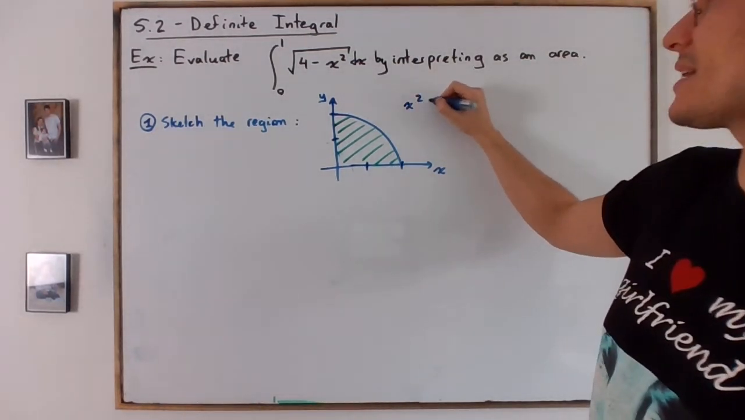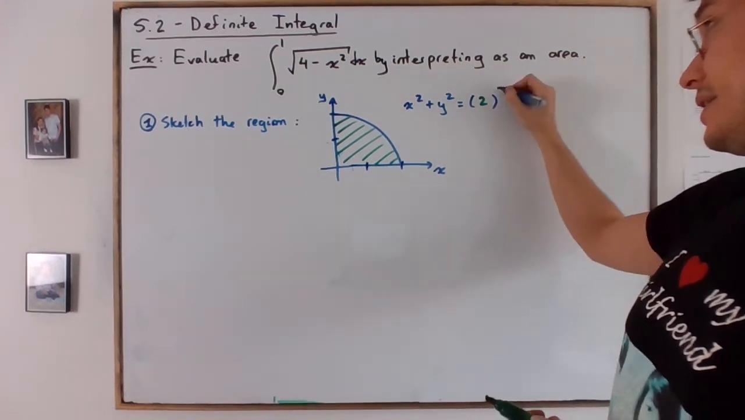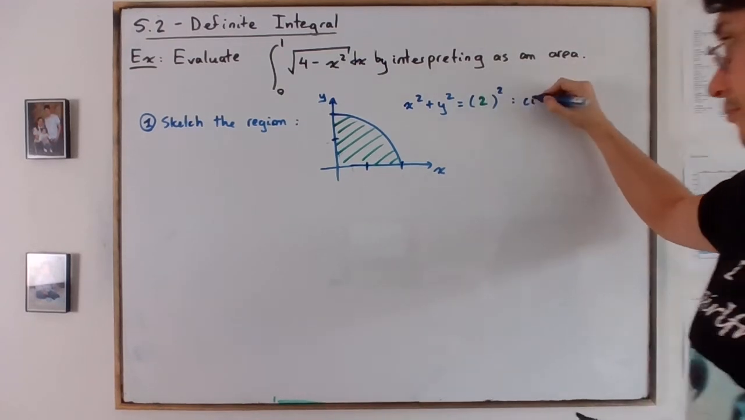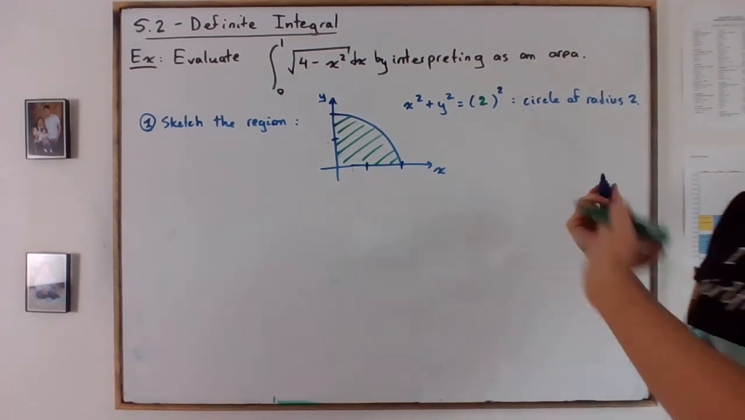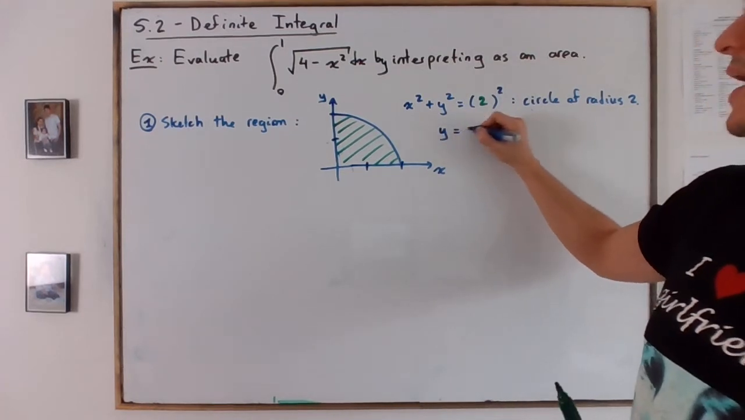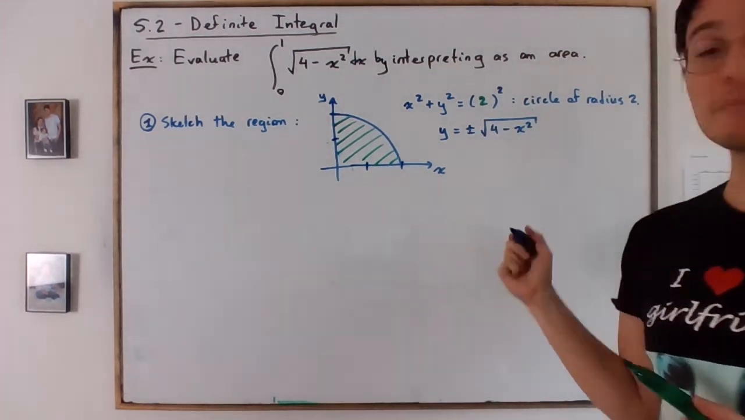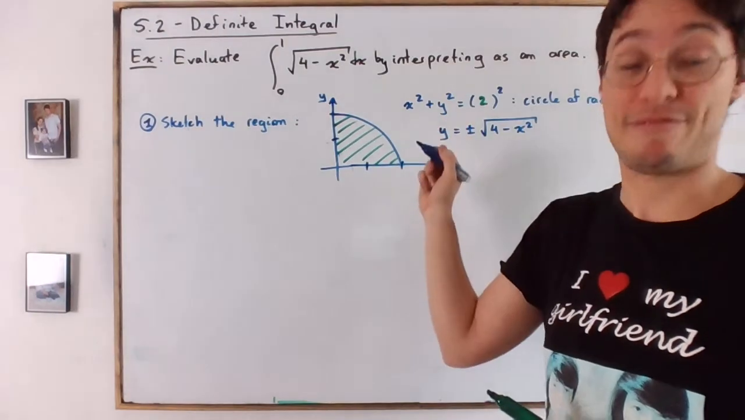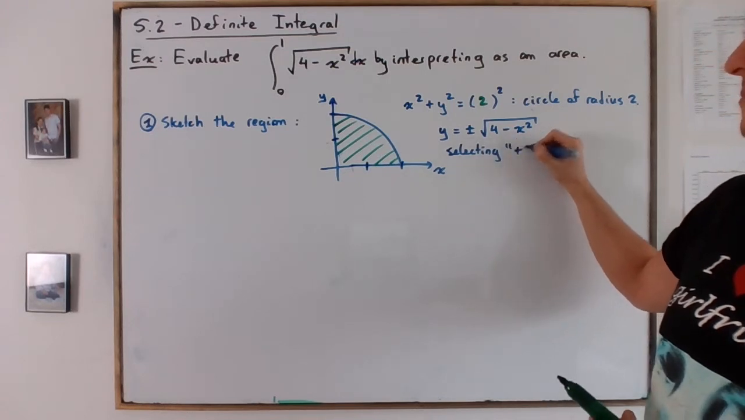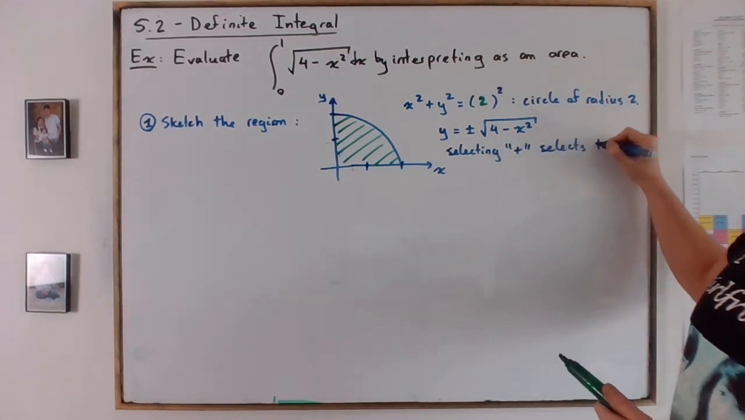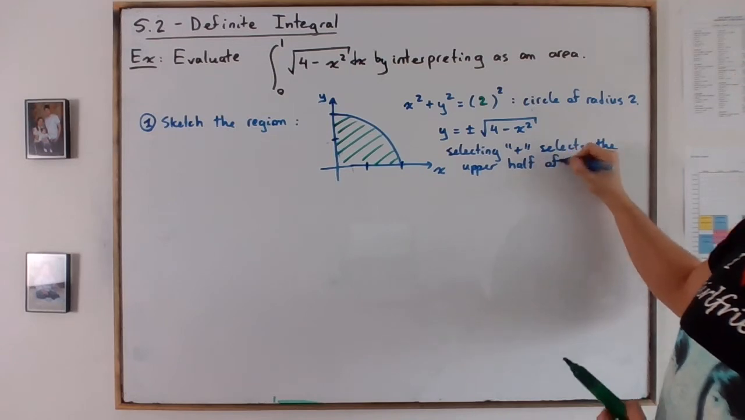Well, you have x squared plus y squared is equal to 2 squared. So that's the circle of radius 2. Then when you solve this for y, what you're going to get is y is equal to plus or minus the square root of 4 minus x squared. But by selecting the plus, you select the upper half of the circle.